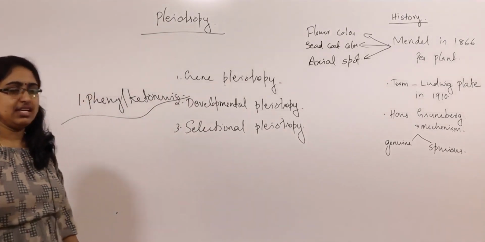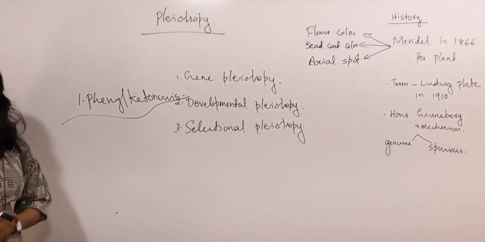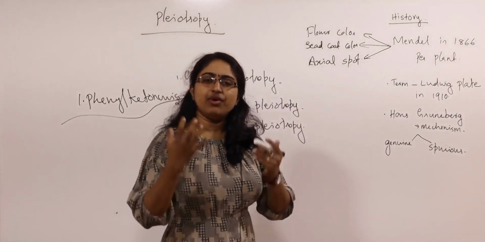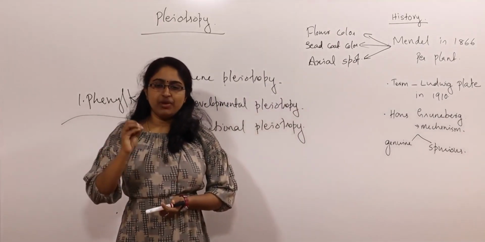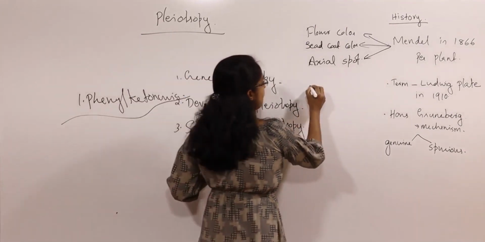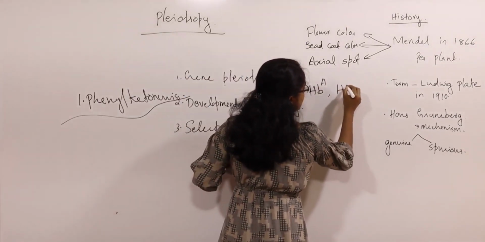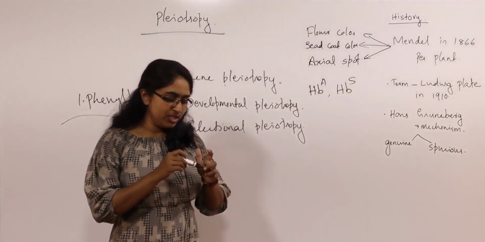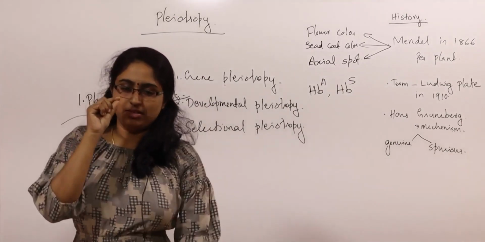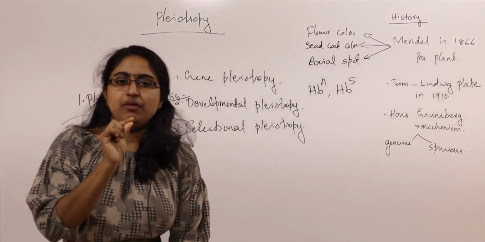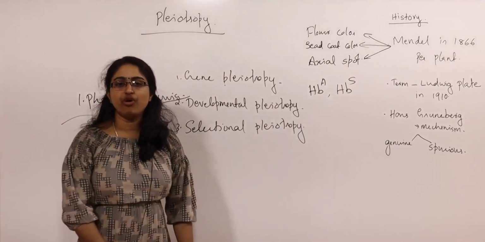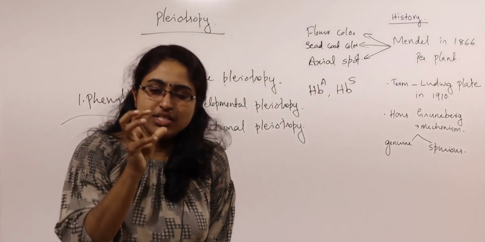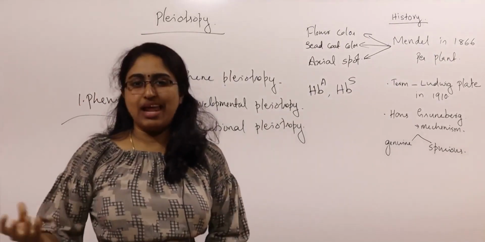One more example that we can see is sickle cell anemia. This is a condition where hemoglobin becomes sickle shaped. Normally our hemoglobin is expressed as hemoglobin A. In sickle cell, the hemoglobin is expressed as hemoglobin S, HbS, and this is a mutation condition. It is due to a point mutation at the 6th position in the beta chain of hemoglobin, which changes glutamic acid to valine.